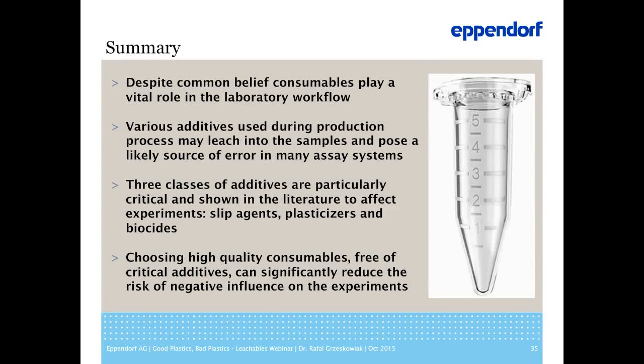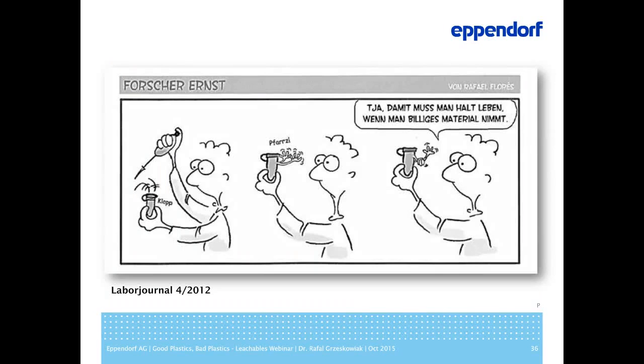We are slowly coming to the end of the webinar, so let me summarize the key points we covered here. I really hope to have made it clear, and made you realize, that despite common belief, consumables do indeed play a vital role in the laboratory workflow. I also hope this seminar provided you a good review of various additives used during the production process and how these chemicals, by leaching into the samples, may hamper many assay systems. As an important point, please remember the three classes of additives which are critical and shown in the literature to affect experiments: slip agents, plasticizers, and biocides. And finally, I hope it's also clear that choosing high-quality consumables free of these critical additives can significantly reduce the risk of negative influence on the experiments.